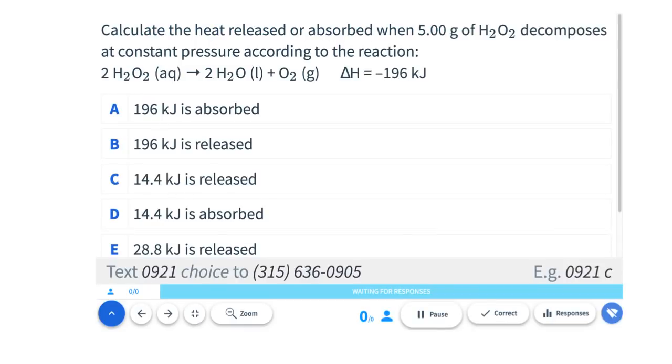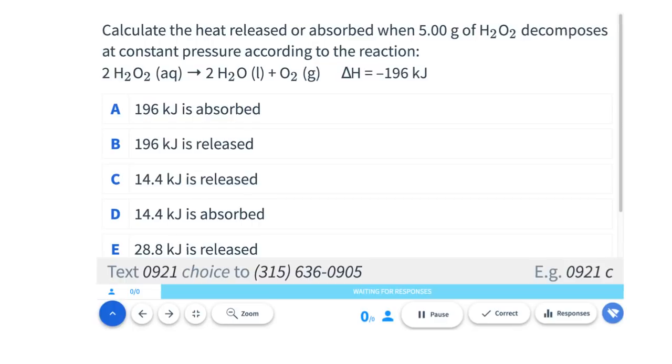So let's begin with a couple of the problems that we didn't get to in lecture. We'll probably be starting with these in class, but I thought you might want to go through these to help us understand where we're going into the second half of the chapter. So our problem here says, calculate the heat released or absorbed when 5 grams of H2O2 decomposes at constant pressure according to the reaction. Okay, let's break down a couple things.